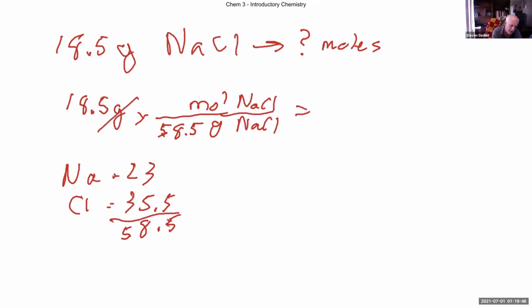Okay, so grams cancel, I'm left with moles. And that's how you convert to moles. You're multiplying by 1 still, because 1 mole of sodium chloride weighs exactly 58.5 grams. So we take 18.5 divided by 58.5.